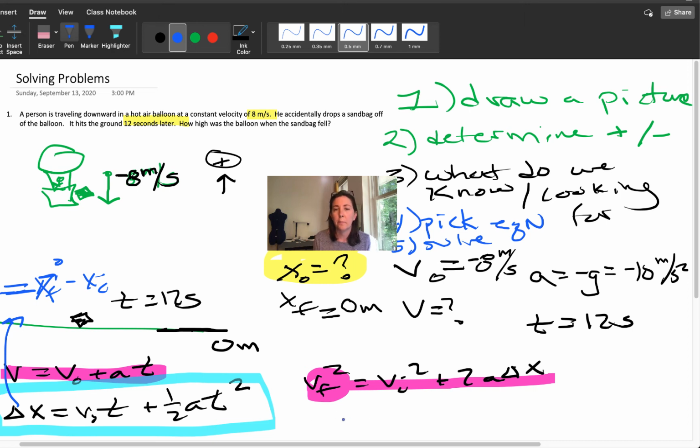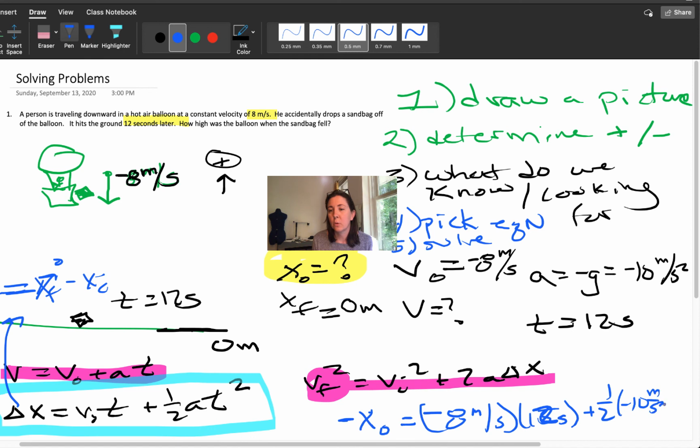So we'll say negative of the initial position is going to equal our initial velocity, so negative 8 meters per second, times our time of 12 seconds, plus 1/2 times negative 10 meters per second squared times 12 seconds squared. Sort of ran out of room. Super important that you put your labels, your units in your equation as you're going.